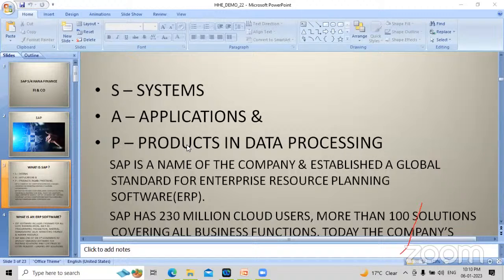P stands for products in data processing. When I'm speaking about product in data processing, it means that it is a product. Okay, so which type of product?